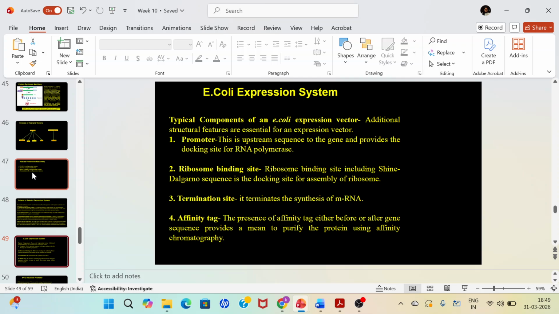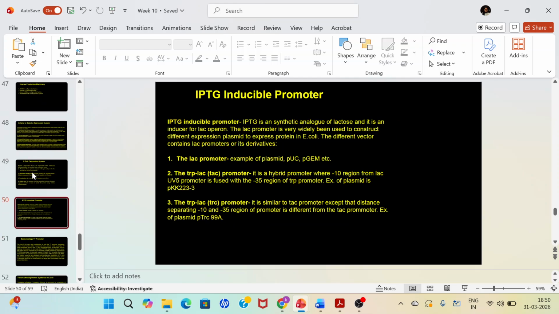So the typical components of an E. coli expression system are the promoter region, an upstream sequence to the gene that provides the docking site for RNA polymerase, a ribosome binding site, a termination site, and an affinity tag. It can be either a His tag, a GST tag, or an S tag. There are many tags that can be used, present in your expression vector. That gets attached to your desirable protein, and whenever you want to purify, you can purify it using affinity chromatography.